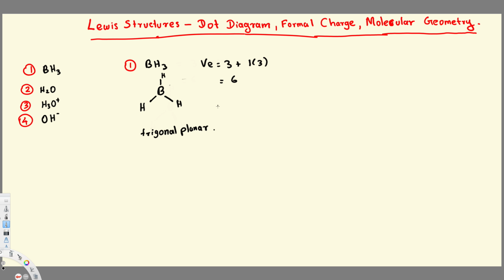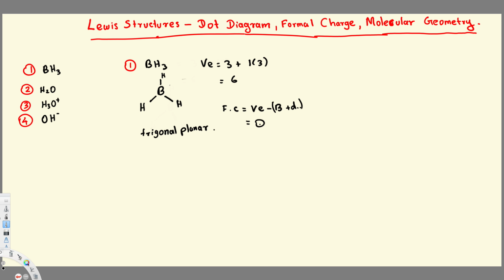And let's calculate the formal charge. To calculate the formal charge, we have an equation: valence electrons minus the bonds minus the dots. We are going to calculate for the central atom, right? So the central atom's valence electrons minus 1 times the bonds minus the dots. There are no dots right here. Dots mean the lone pairs. We don't have any dots. We have 3 bonds, 3 valence electrons. So it's going to be 0. So we don't have any charge right here.